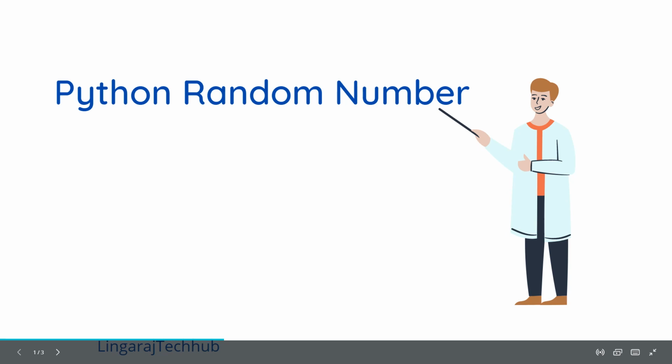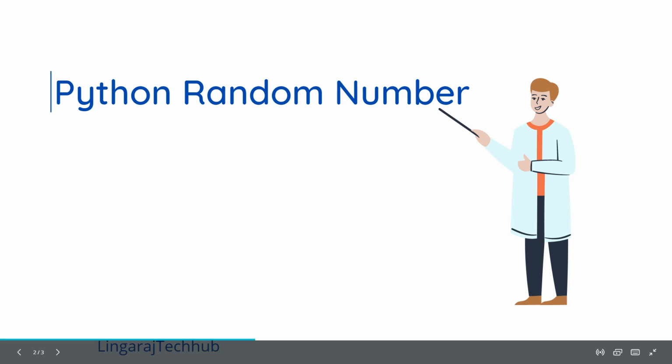The name already defines so many things. Random. If I give a range from 1 to 10 and print a random number, it can be any number between 1 and 10. It will print 2, it will print 3, 4, 7, 10, any number. So random number means it will return any number within the range, and there is an inbuilt module present inside Python which helps us to return a random number.